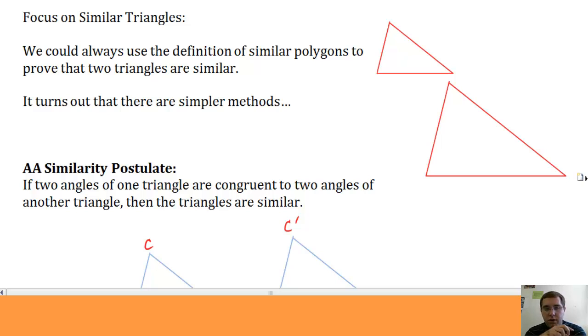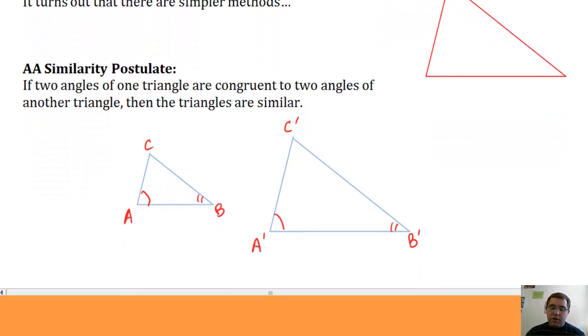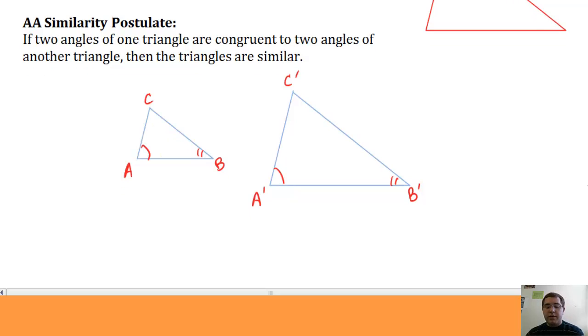We could show that all three pairs of angles are congruent and all three pairs of sides have the same ratio. It turns out there are simpler methods to show that two triangles are similar. Instead of showing that all three pairs of angles are congruent and all three pairs of sides have the same ratio, all we need to show is that two pairs of angles are congruent. And that is enough to guarantee us that the two triangles are similar. And we call that the AA Similarity Postulate, or angle-angle similarity postulate. If two angles of one triangle are congruent to two angles of another triangle, then the triangles are similar.